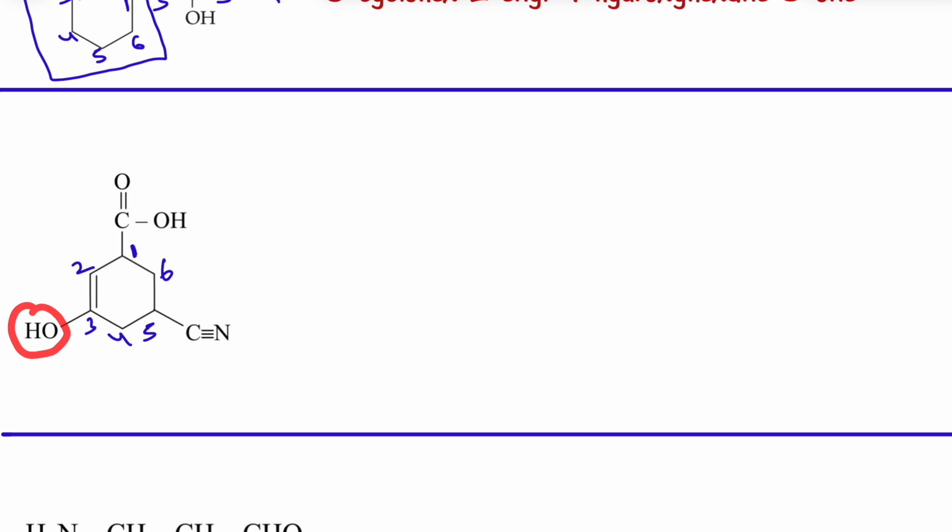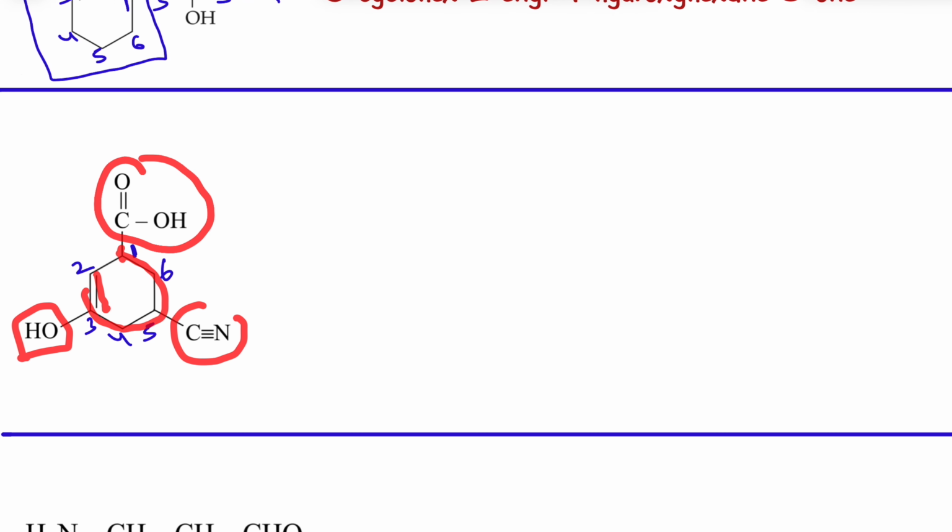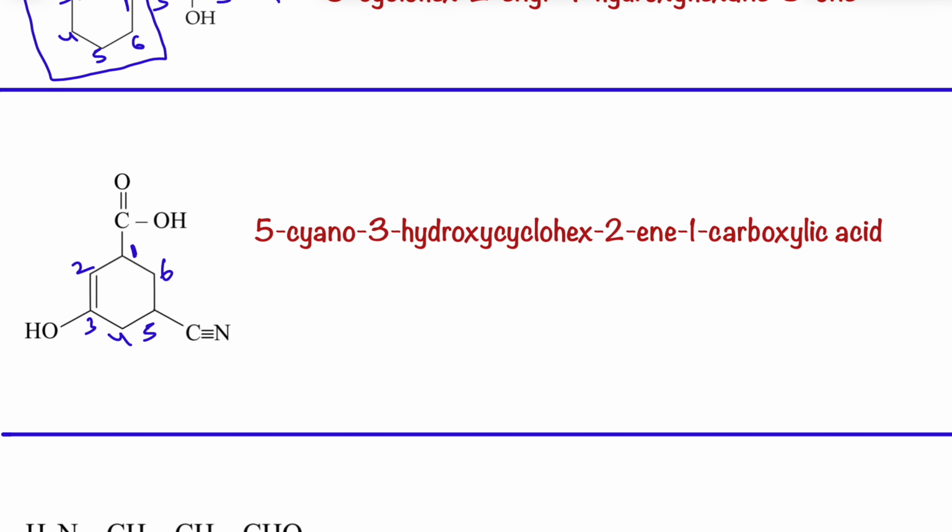So this is hydroxy H, this is cyano C, alphabetical order. So 5 cyano, 3 hydroxy, cyclohex 2 ene 1 carboxylic acid. So 5 cyano, 3 hydroxy, cyclohex 2 ene 1 carboxylic acid.